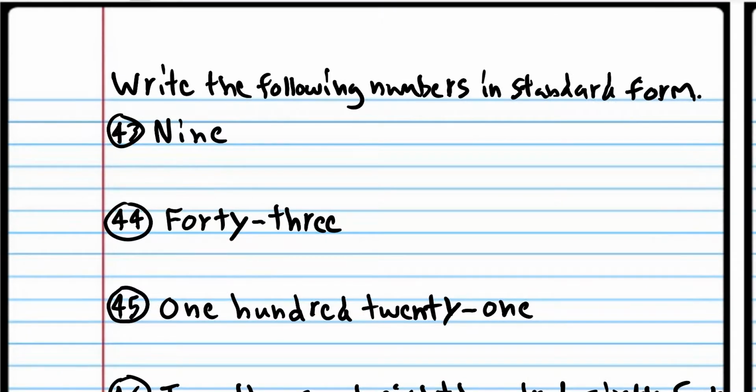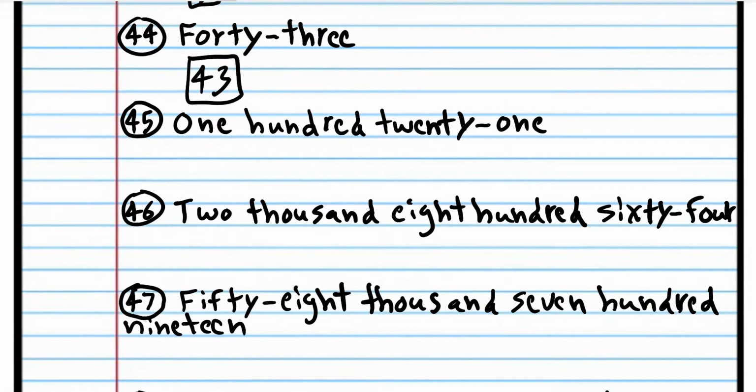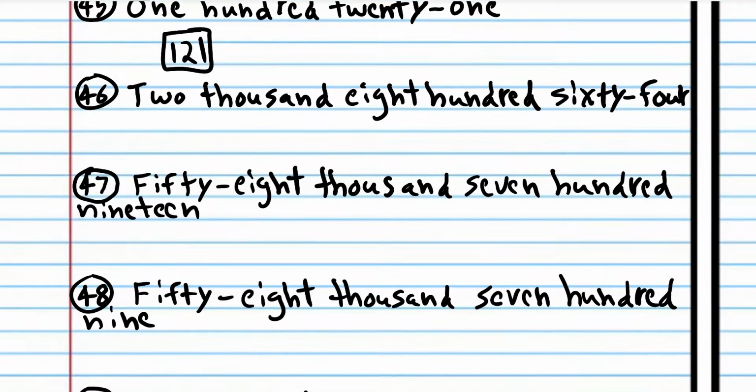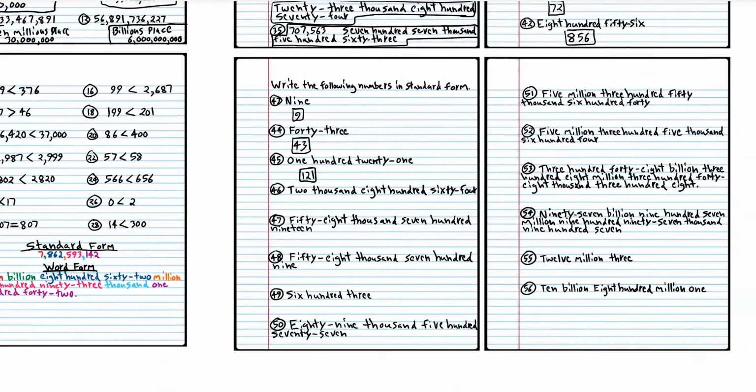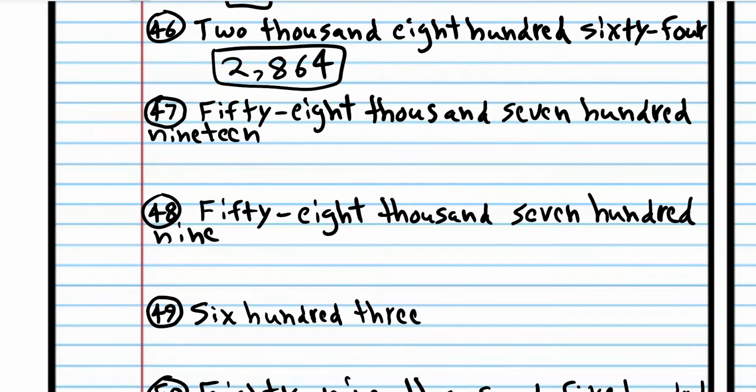And 9, that would just be 9. 43, 43. 121, 121. Now we go to some bigger numbers. 2,864. 2,000, and we put a comma for the name of the period preceding it, so that's thousands place, so 2,864. And why don't you try number 47?